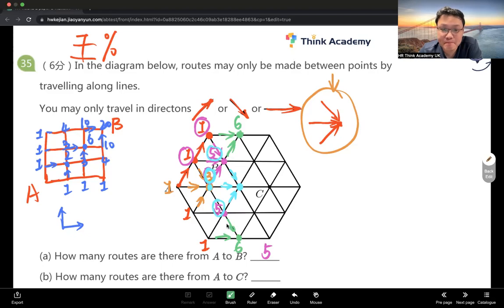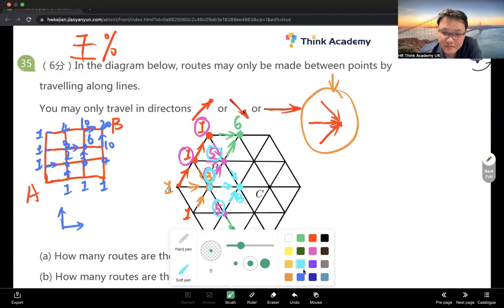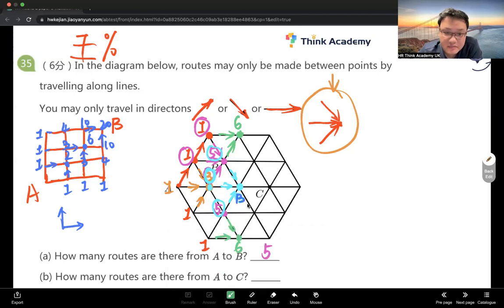Okay, thank you, I get it now. So you got a number for this point that will be 13. That means if you want to go from A to this point, you have 13 different ways in total.